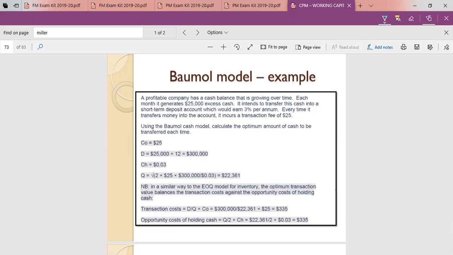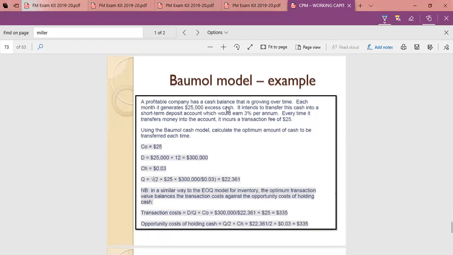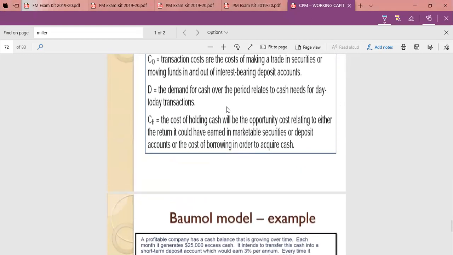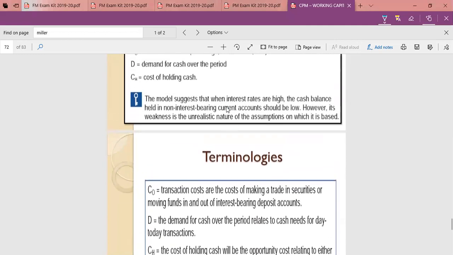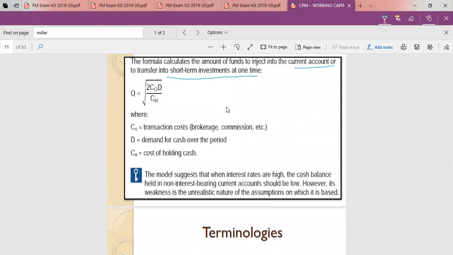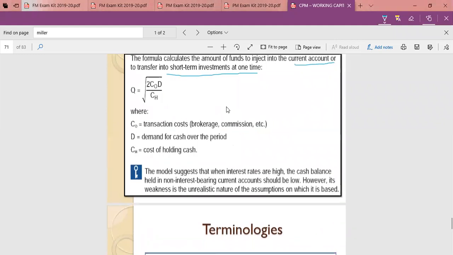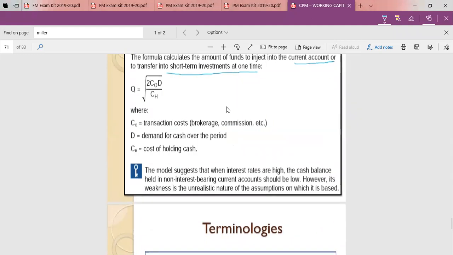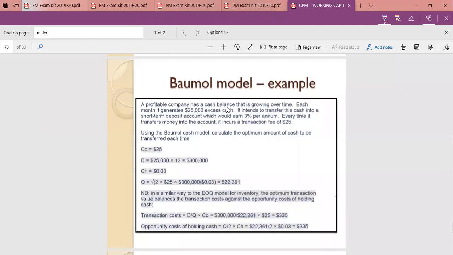So the formula is under root 2 CO D by CH. So we have to identify these variables. What is CO, what is D, what is CH? That is what we have to identify.